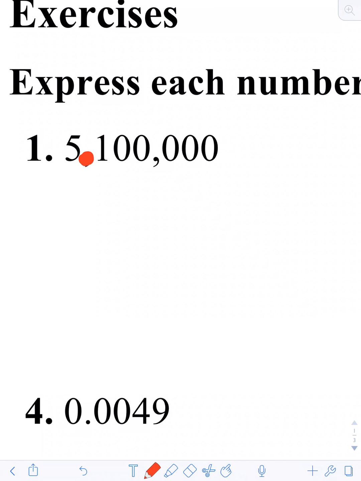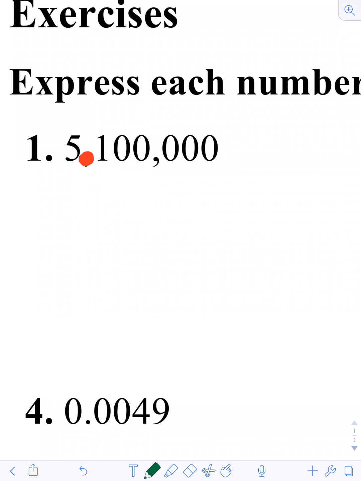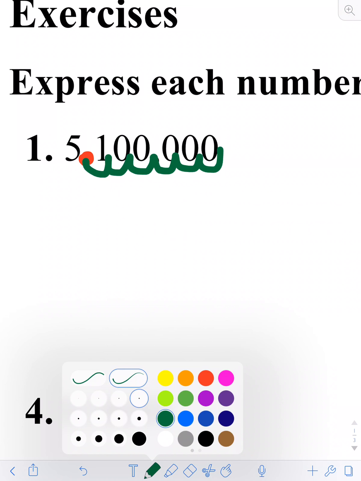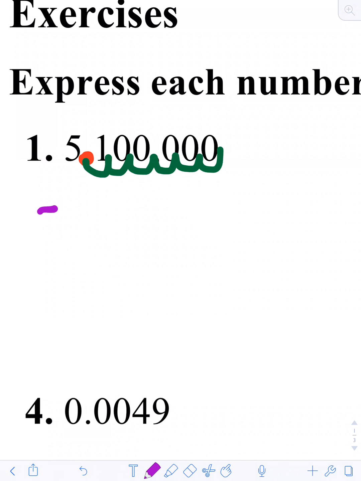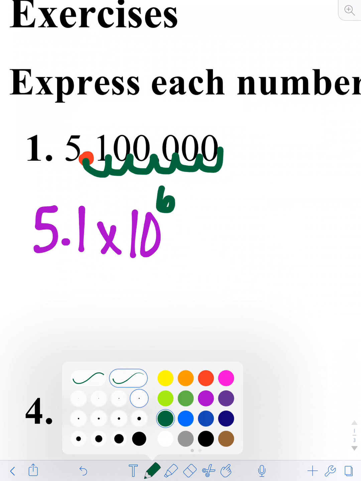So I'm going to put the decimal right here. I'm going to count to the very end. So I have 1, 2, 3, 4, 5, 6. So my answer here is going to be 5.1 times 10, and I put here in green how many times I moved over: to the 6th power. When you go to the right, it's positive. When you go to the left, it's negative.